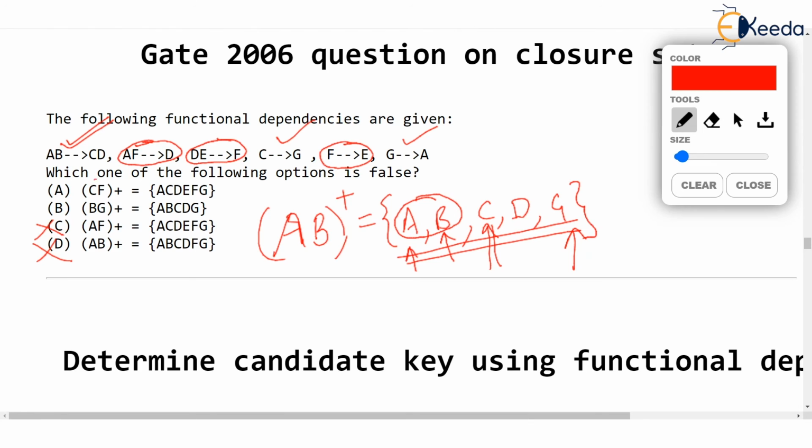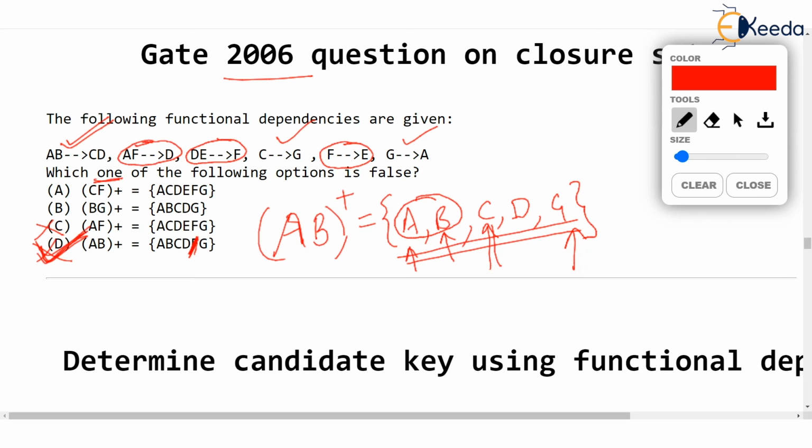I think in the question, this F was not there. This F was not there. Check the question to get the 2006 question. This F was not there, and this was the correct option. Actually, I mistyped it. Sorry for that. I mistyped it. So this is the correct option.